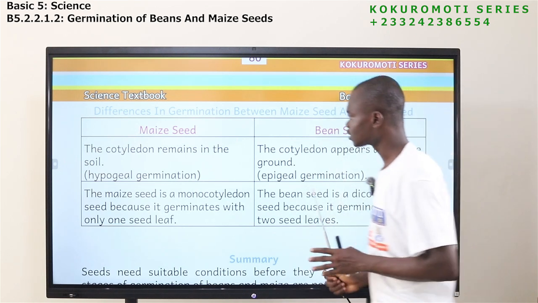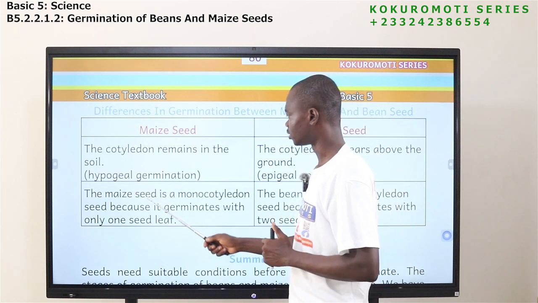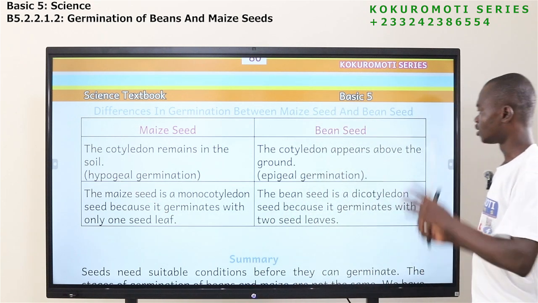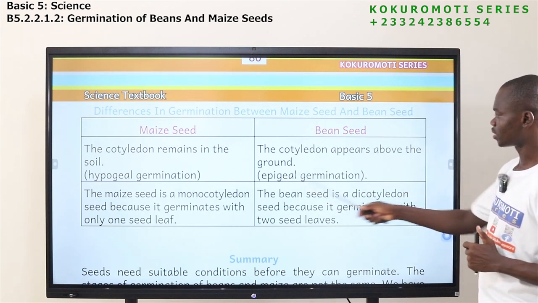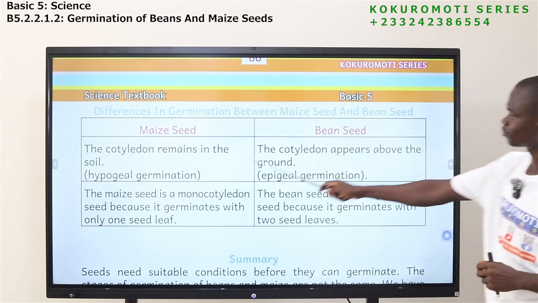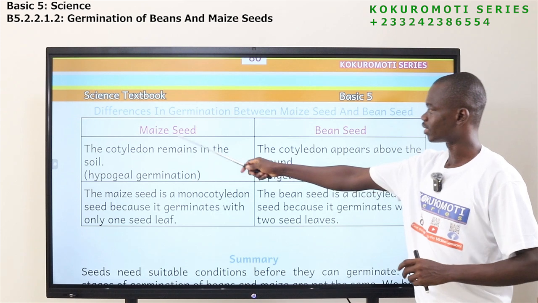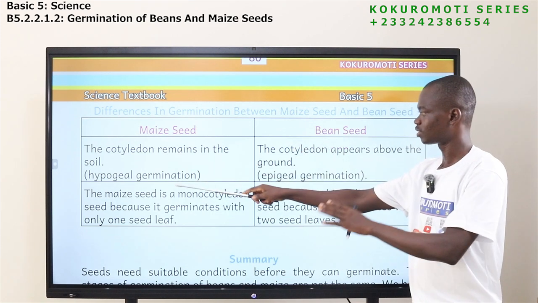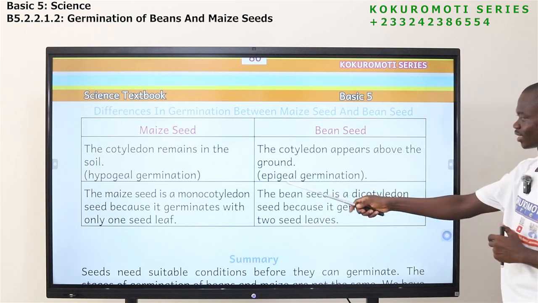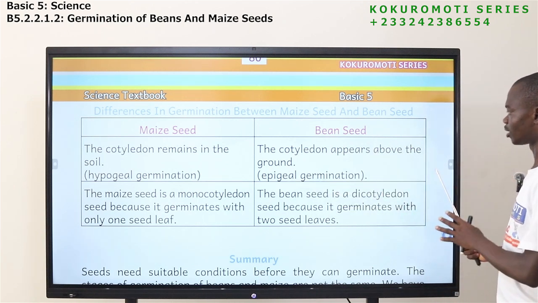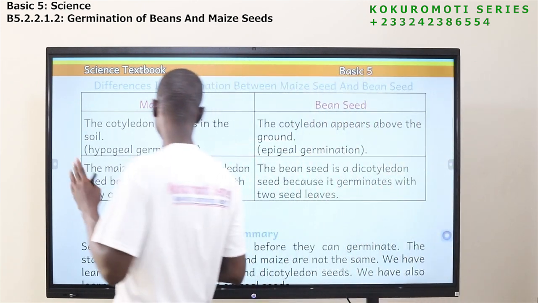So if a cotyledon remains in the soil, we say that the germination is called hypogyle. And if the cotyledon appears above the ground, we say it is epigyle. So hypogyle and epigyle are different. When the cotyledon remains in the soil, that is hypogyle. But when the cotyledon appears above the soil, we say what? It is epigyle germination.